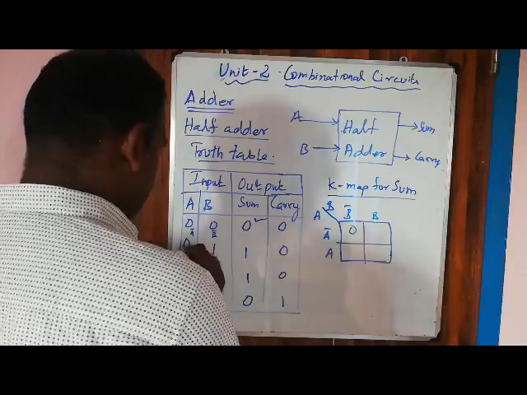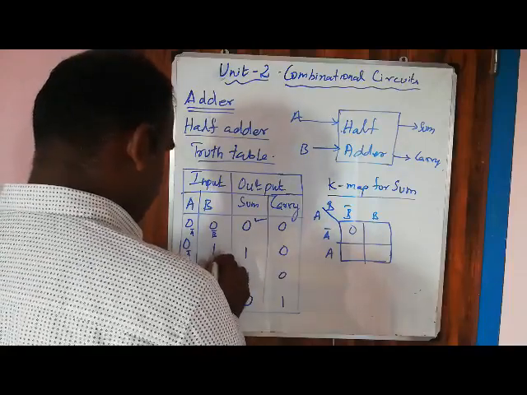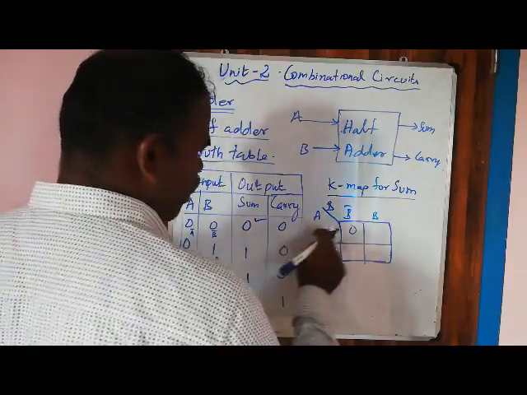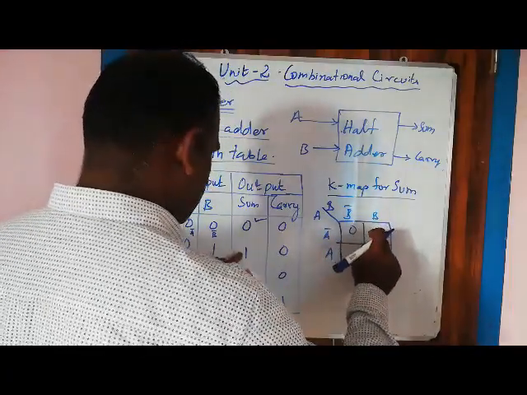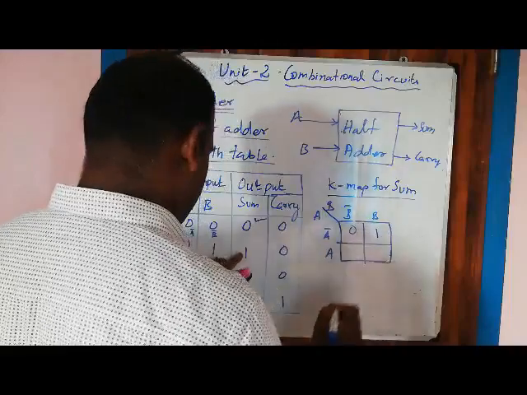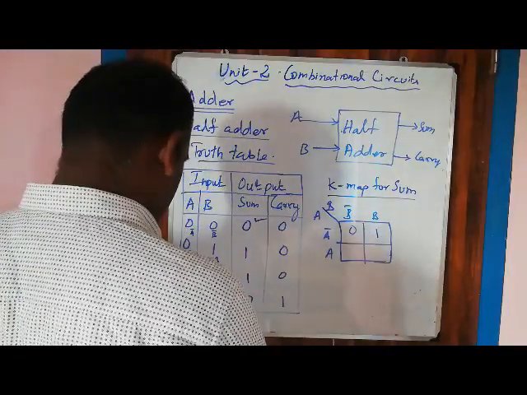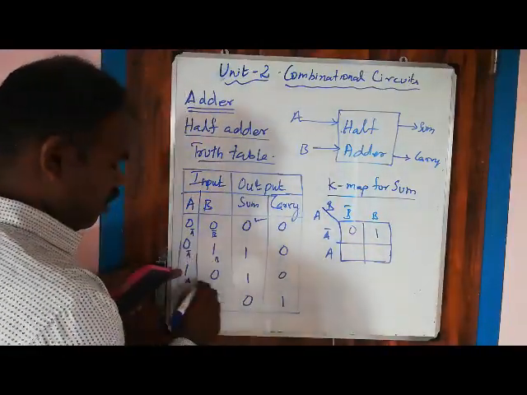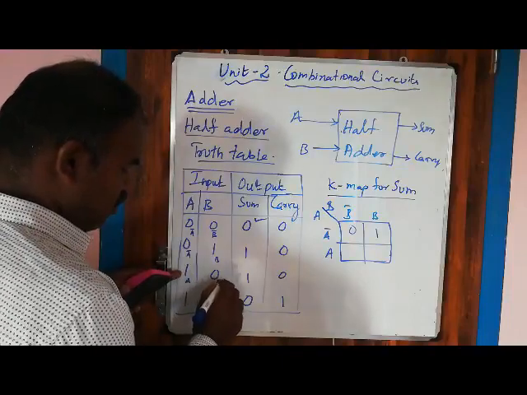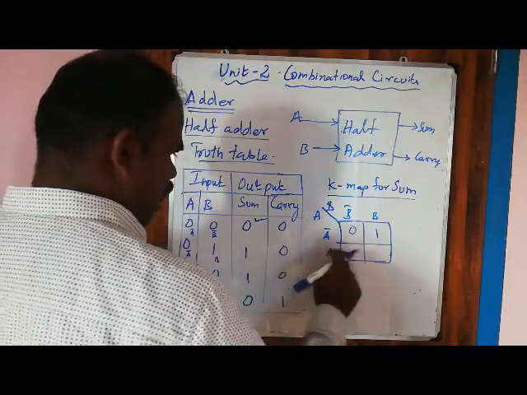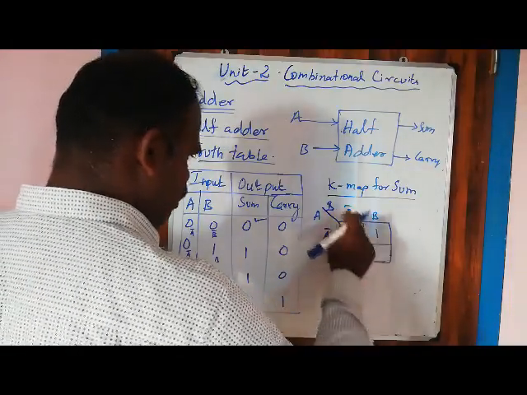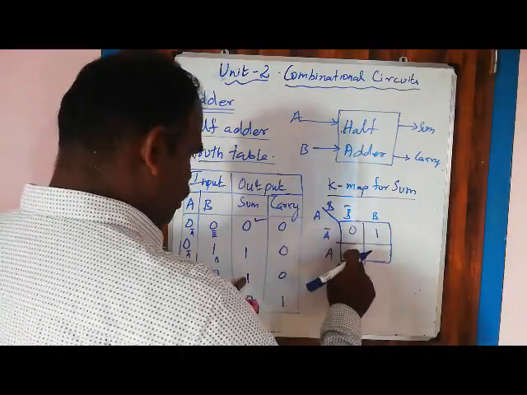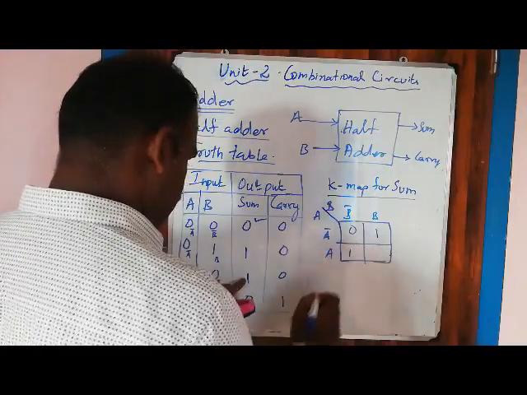Similarly, this is A bar, this is B. So for A bar, B, at the intersection of this row and column we put that the sum is 1. Similarly, this is A, that is 1 means no bar. So here B is 0, so put 1. So A means this row and B bar this column. At the intersection of this row and column we put the sum output 1.